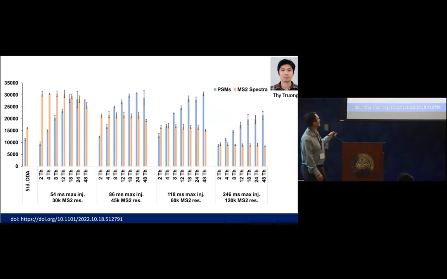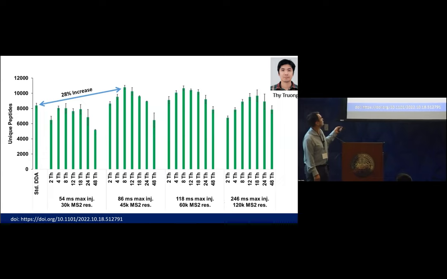So this is what it looks like scanning from a wide window going from short injection time and a relatively low resolution spectrum to longer injection times, higher resolution. You can see we're collecting fewer MS2 spectra here, but our PSMs actually maximize in the middle somewhere. And then this is just saying how wide do we open those windows? Two Thompson is close to a standard data dependent acquisition, and then we go wider and wider. And when we look at our unique peptides, we get about a 30% increase in the 8 to 18 Thompson range. And so either this resolution or this resolution tends to work pretty well.